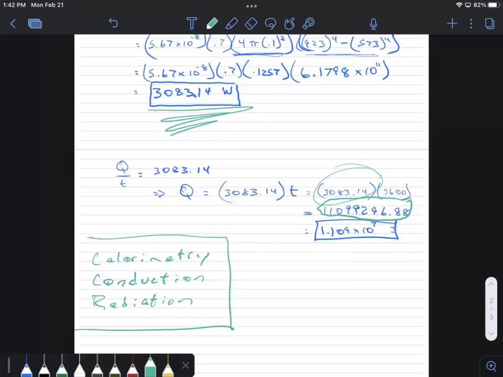Okay, but that's what it is. This answer is rounded. The answer I got in my calculator to use was the unrounded version. Yes, sir. All right, cool. Thank you. No problem.